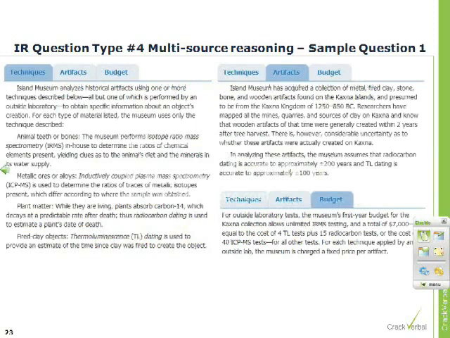Sample question. Make head or tail out of this entire thing. I'm not going to read it out. This is multi-source. This is one source, techniques. Artifacts is the second source. Budget is the third source.